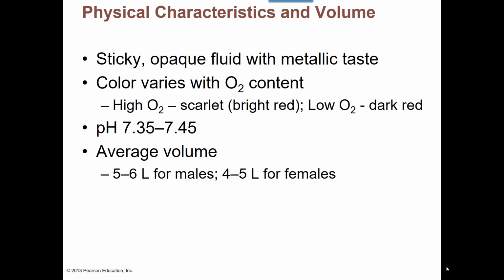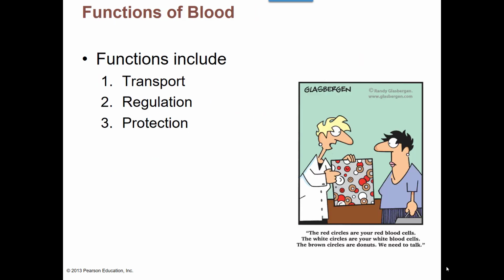The pH of blood is in a very narrow range, 7.35 to 7.45, and it has to stay in that extremely narrow range. And blood volume is around 5 to 6 liters per male and 4 to 5 liters per female on average. Now, the top functions of blood: transporting things, regulating things in the body, and various aspects of protection.